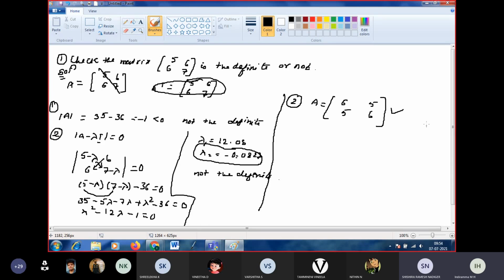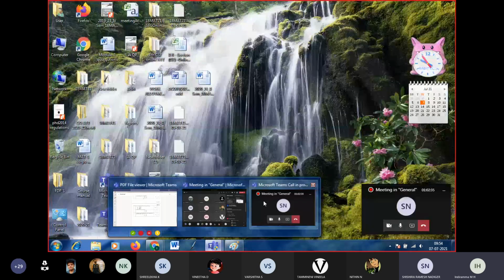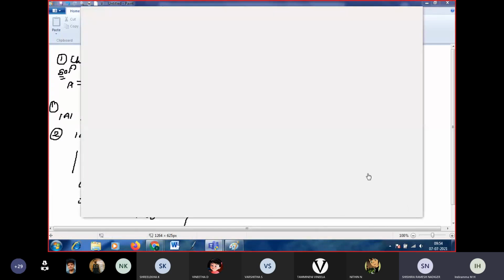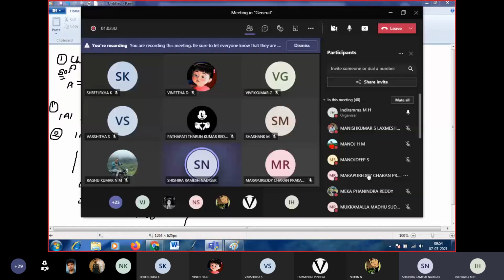In tomorrow's class we will solve more problems on positive definiteness. One question on positive definiteness will be there, not compulsory, it is a choice they will give. Is there any doubt?